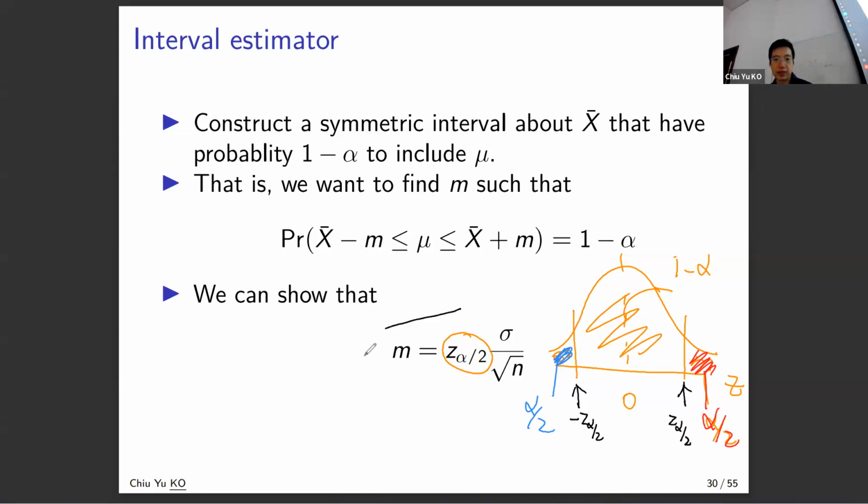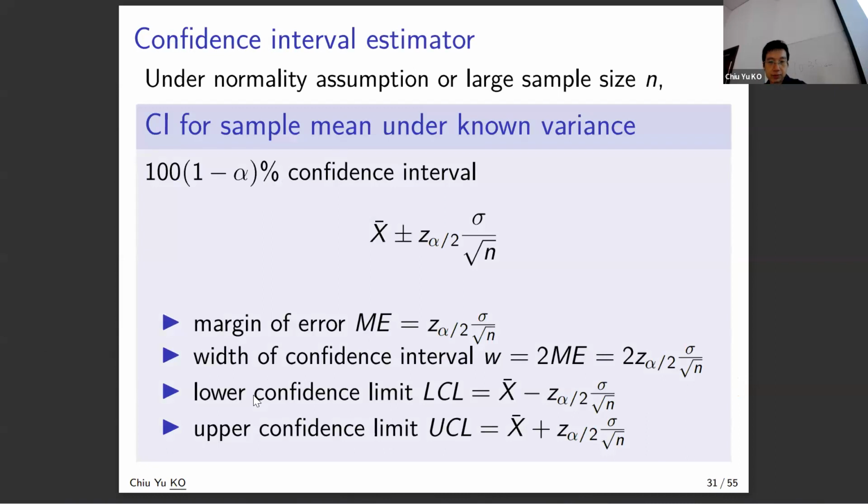So this is the main result. The estimate will be X bar, go left and right by how much is this one. This is the result, but I will try to convince you this is the right result. Is that okay? So this is the result first, and I will try to convince you this is right.